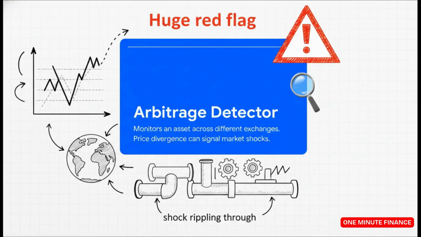Or what about the arbitrage detector? This thing gives you a view that used to be only for the big institutions. It watches the price of the same asset across different exchanges all in real time. Normally, those prices should be identical, but when they start to split apart, that's a massive red flag that something's wrong deep inside the system, a signal of a liquidity crunch or shockwave moving through the market's plumbing.